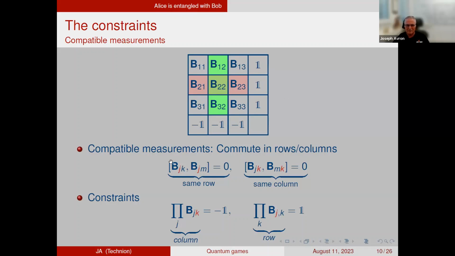So here is the summary of what I said in a formula. Observables in the same row commute, observables in the same column commute, the product of observables in every row should be +1, and the product of observables in every column should be -1, and each observable should have spectrum which is either +1 or -1. So now the question is, can I make such a table? Can I fill this table subject to these rules?